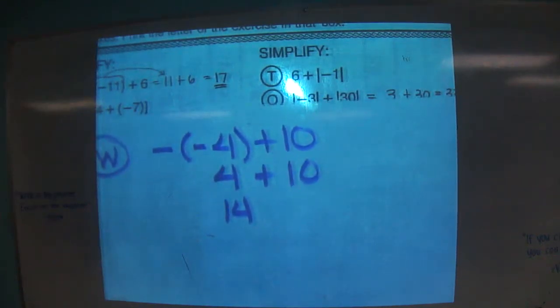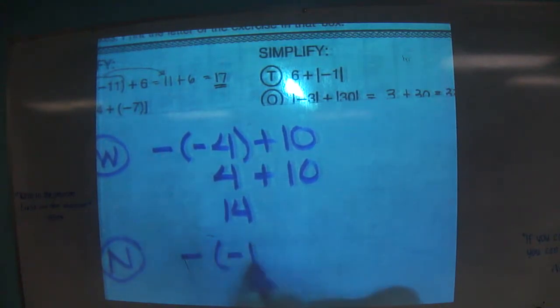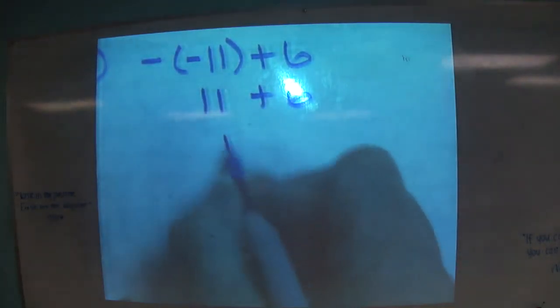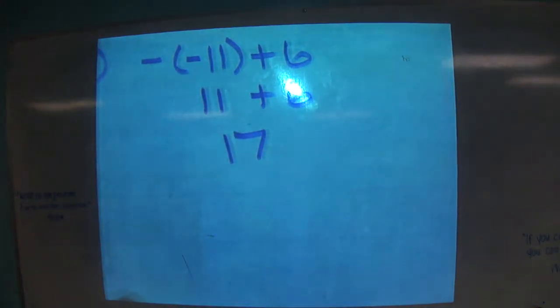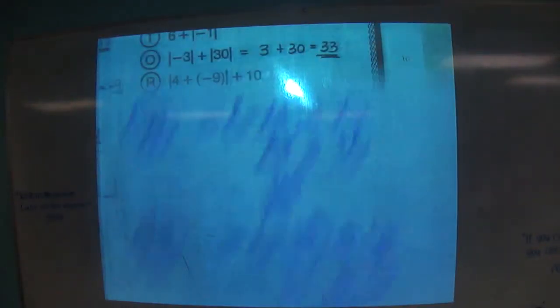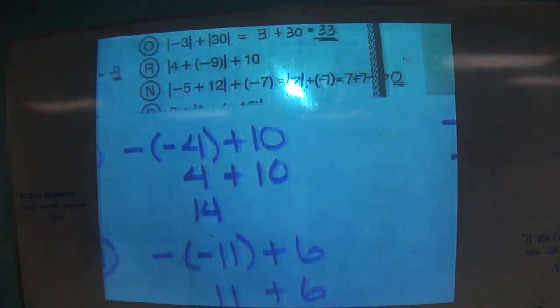Okay, so let's look at one like letter K. Negative 11 plus 6. Same kind of problem. What's the opposite of negative 11? Positive 11. Positive 11 plus 6 is 17. So far so good? Isn't opposite easier to use sometimes? Yes. Now let's look at one that looks awfully hard, like letter N.